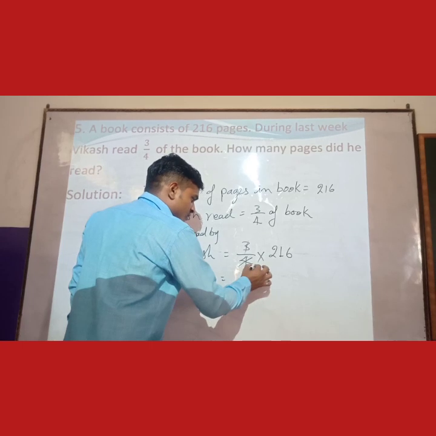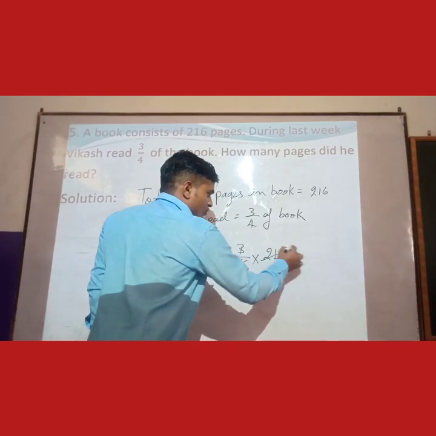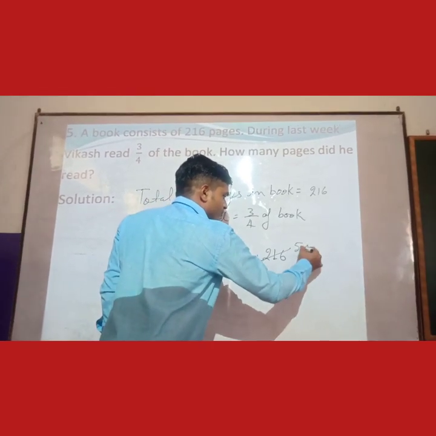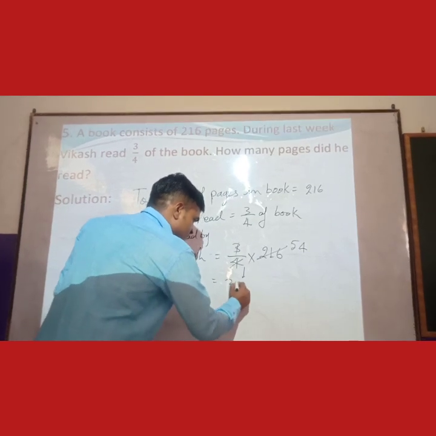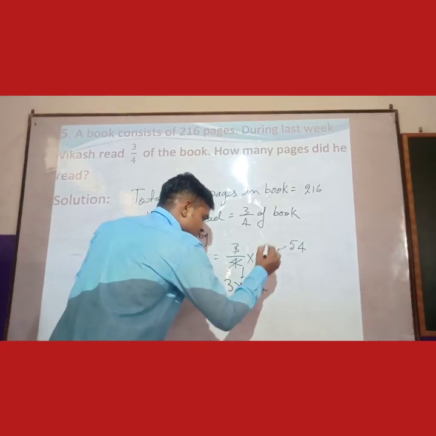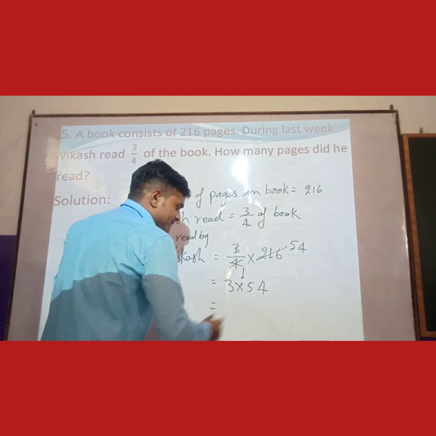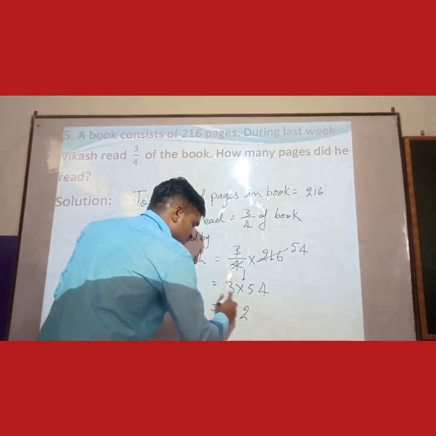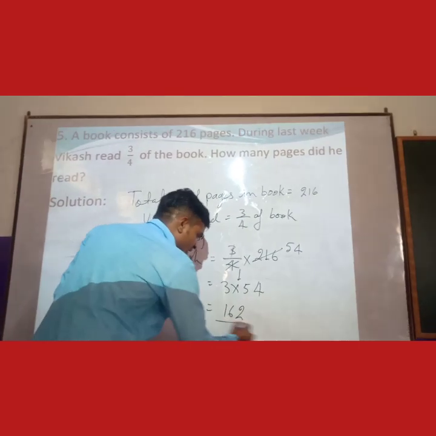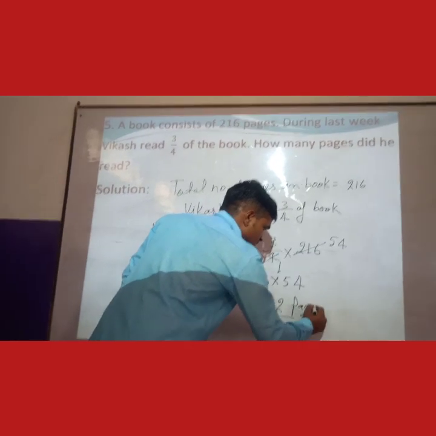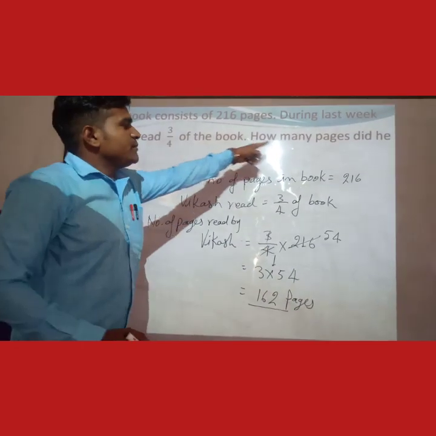Yes. 4 1 are 4. Now, 4 5 are 20 and 4 4 are 16. What do we get? 3 into 54. Multiplied it. 3 4 are 12. 3 5 are 15. 1 is 1. 162 pages. So, how many pages did he read?